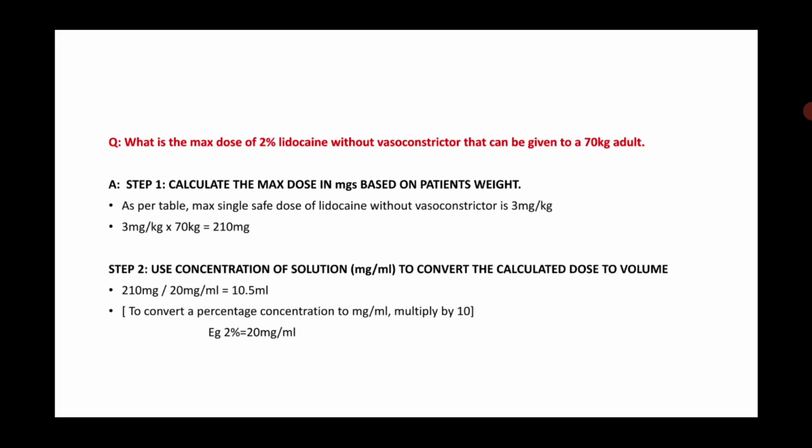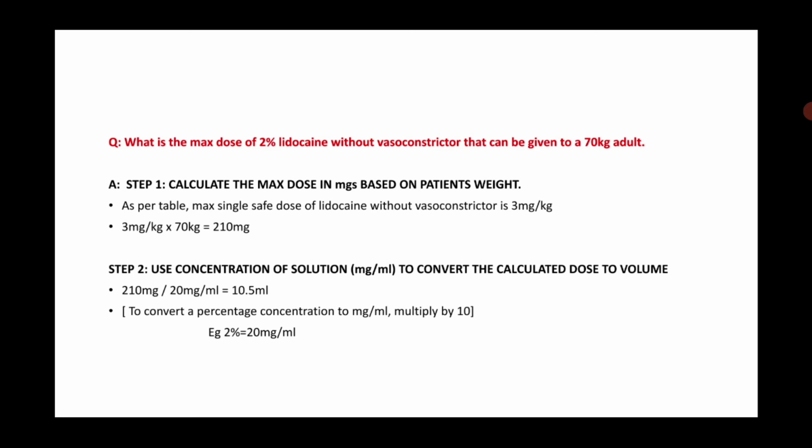So here, all the steps are the same. The only difference is the amount of LA that is permissible for that person. In the previous question, because you had the vasoconstrictor with you, the total amount of LA that could be given to that person was 7 milligrams per kilogram. But here it is only 3 milligrams per kilogram.